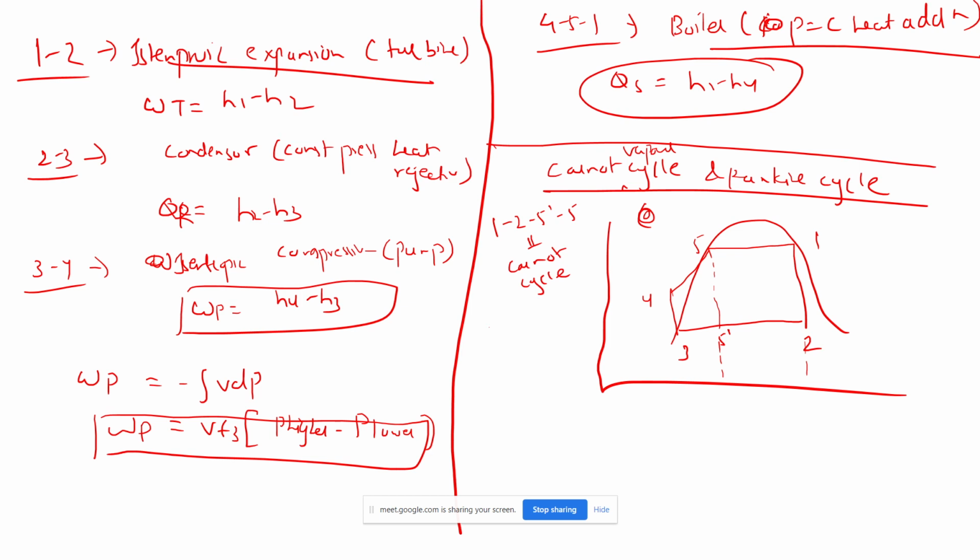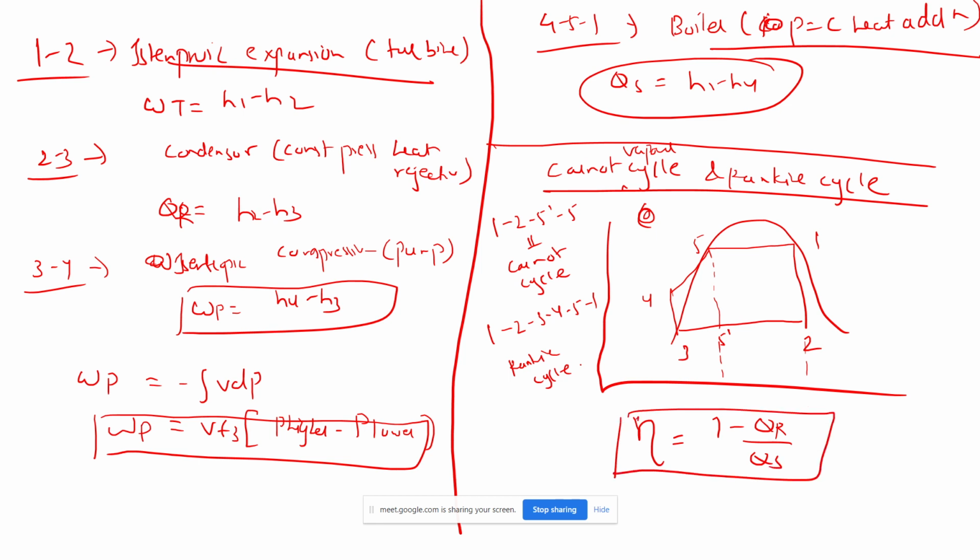And 1, 2, 3, 4, 5, 1 will represent the Rankine cycle. So what is the efficiency? Efficiency is 1 minus Q rejected upon Q supplied. Can we write like that? It is the formula, right?